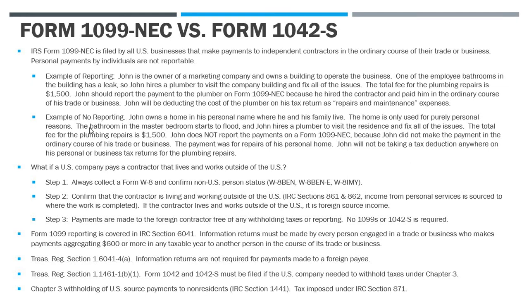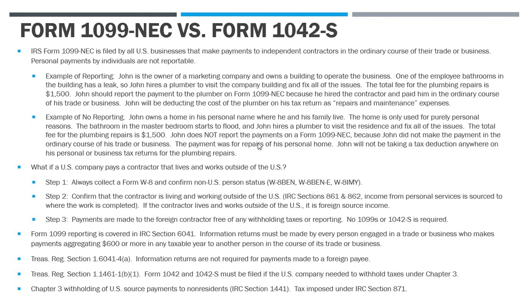Here's an example where he wouldn't have any reporting. So John owns his home in his personal name. He and his family live there. The home's only used for personal purposes. That's his primary residence. The bathroom in the master bedroom starts to flood, and so John hires a plumber to visit the residence and fix all the issues. The total fee is, again, $1,500.